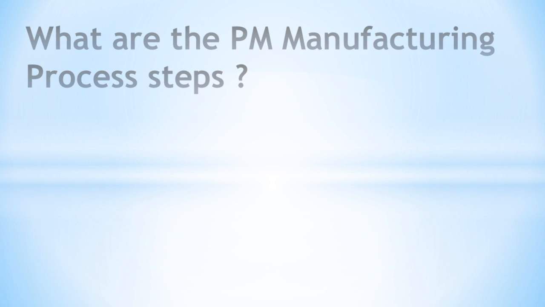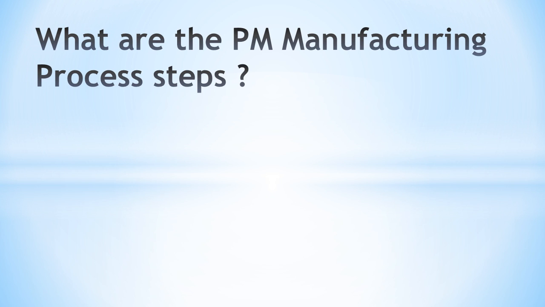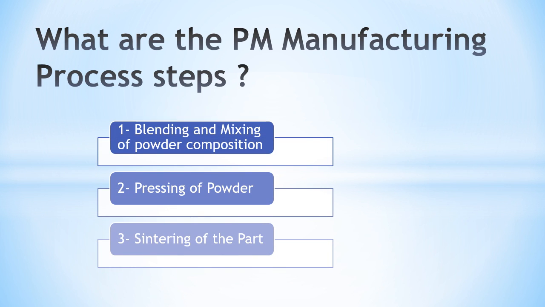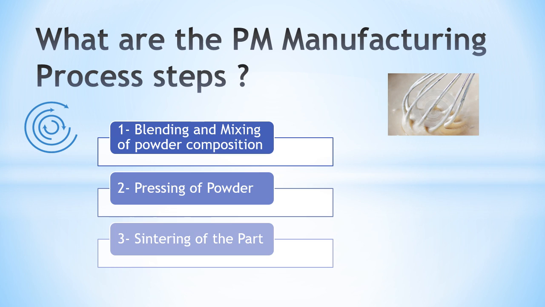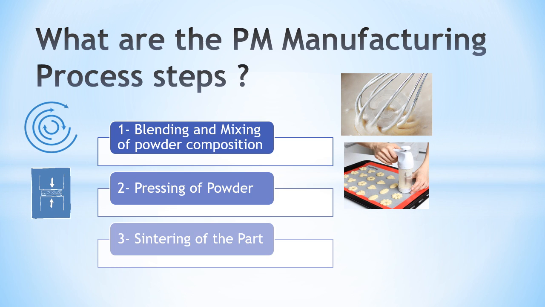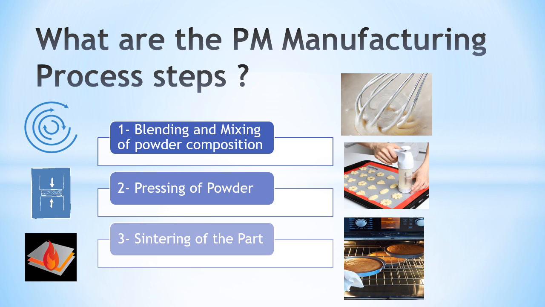What would be the manufacturing process steps for powder metallurgy? The manufacturing process is actually similar to the process of making a cake. We blend and mix the different metallic powders together the same way we mix the cake ingredients. We press the powder and make it compacted in the specified shape in the same manner the cake mixture is pressed into the mold. Finally, sintering the compacted shapes to get a final part is similar to cooking a cake in an oven.